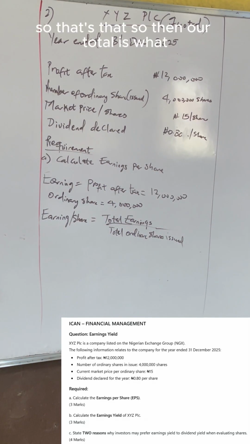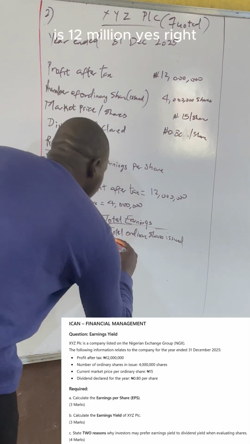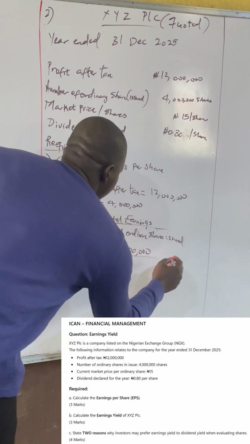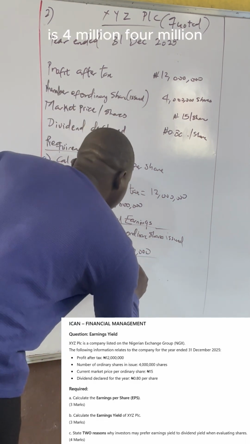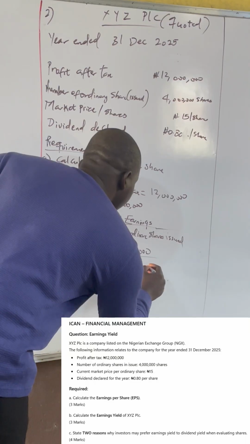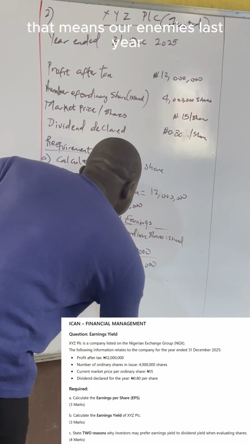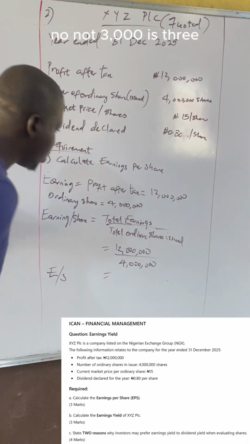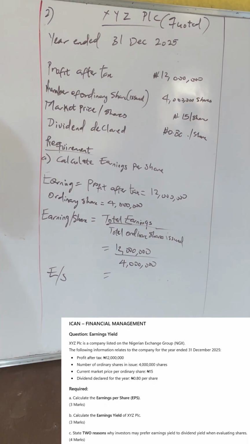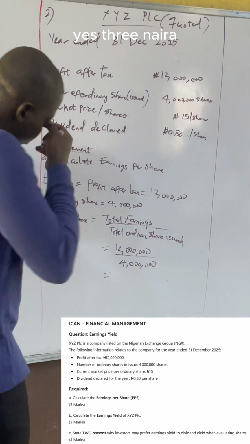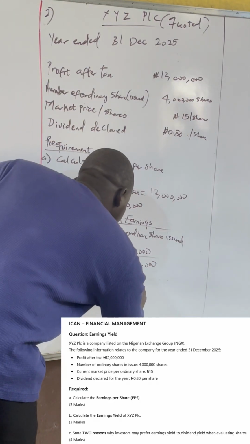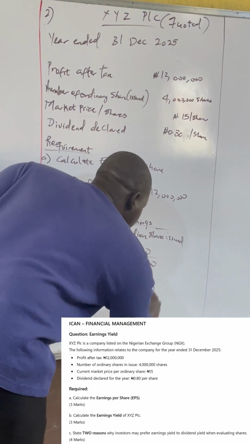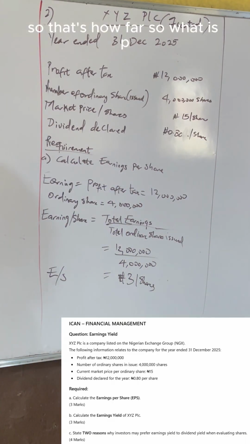So our total earnings is 12 million, and our ordinary shares is 4 million. That means our earnings per share, which I can write as this naira, is not 3,000, it's 3. Yes, 3 naira per share.